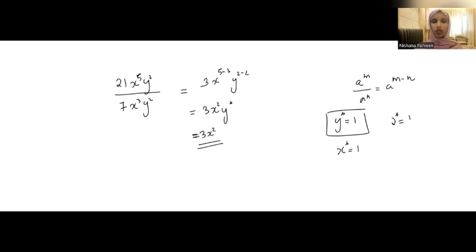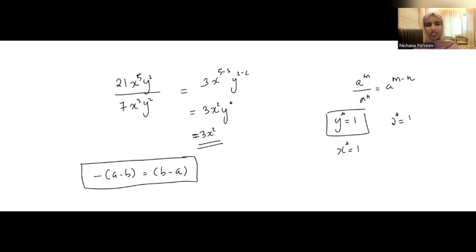Also, while doing the problems, keep in mind, always negative of a minus b will be equal to b minus a. This is not that big a deal, but keep this in mind because whenever you're doing a problem, at that time you don't think too much. You can just memorize this. That means if you're taking out a negative from the bracket, you have to change the sign of each term inside the parenthesis.